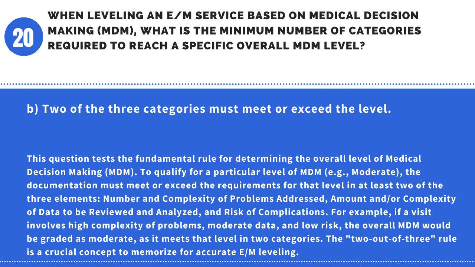For example, if a visit involves high complexity of problems, moderate data, and low risk, the overall MDM would be graded as moderate, as it meets that level in two categories. The 2 out of 3 rule is a crucial concept to memorize for accurate E/M leveling.